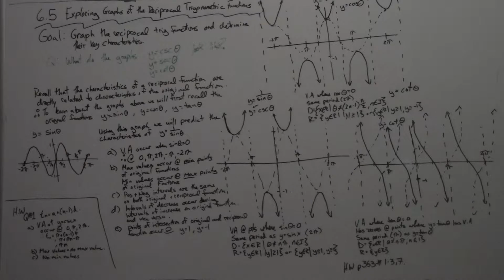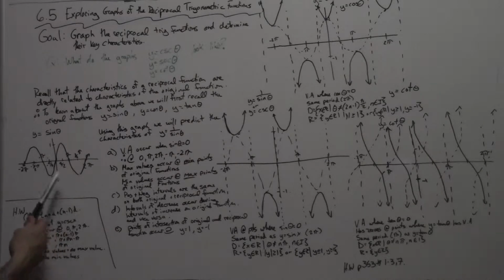Okay, this is section 6.5 in your textbook. It's on page 350. We're looking at exploring graphs of the reciprocal trigonometric functions. So before we start this section, we need to be familiar with the original trigonometric functions.